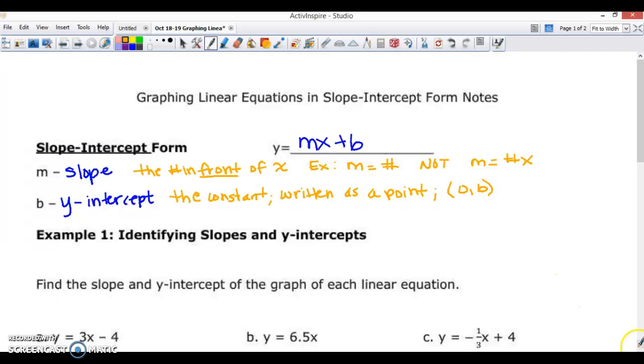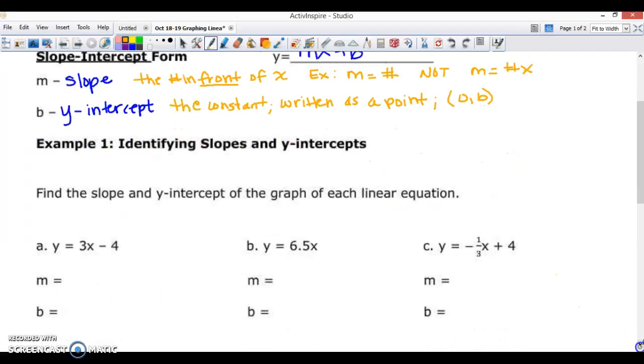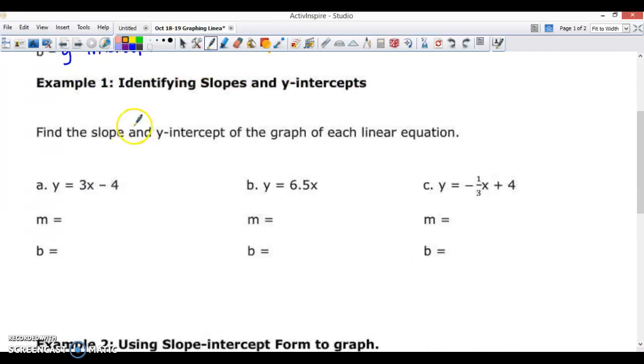So we got some examples down here. Be sure to pause throughout the video if you need to go back and see different examples, or to copy stuff down that you may need a little bit more time to write. Alright, so our directions say to find the slope and the y-intercept of the graph of each linear function. So we know that slope is m and our y-intercept is b.